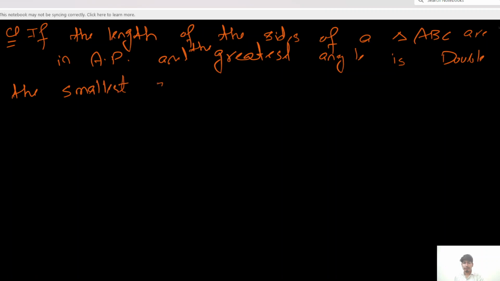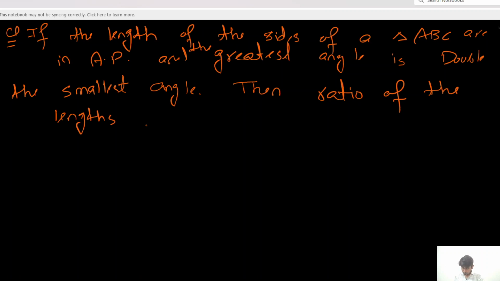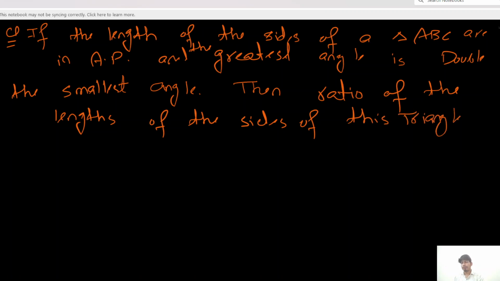then the ratio of the lengths of the sides of the triangle is. Okay, this is our question. Let's read the question.